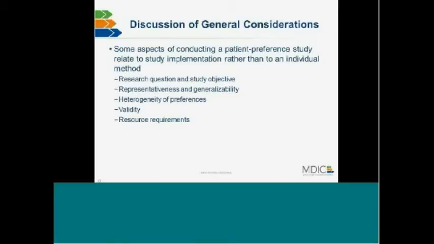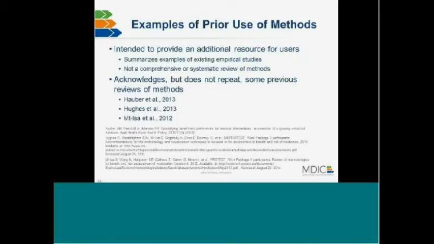How could we generalize about what the resource requirements are for different methods? Okay. Then we include a section on examples of prior use. And this one turned out for me personally to be pretty interesting because I got to delve into a lot of literature where I wasn't necessarily very familiar.